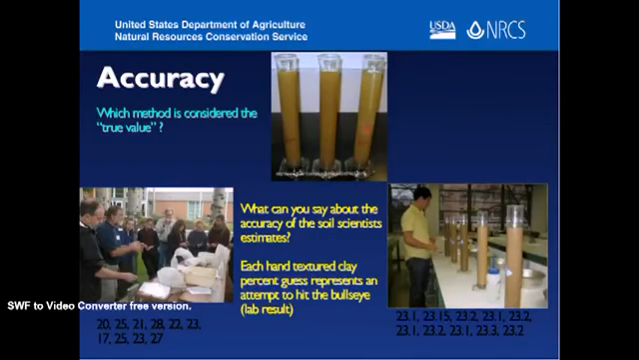Well, we've covered precision and we've covered a little bit of accuracy. Now then, let's take a look at the methods that we use and determine which one of these is our true value. What can you say about the accuracy of the soil scientist estimates, whether they be hand textured or whether they be a hydrometer jar method? And contrast that to the method that we use in the lab, the pipette method.